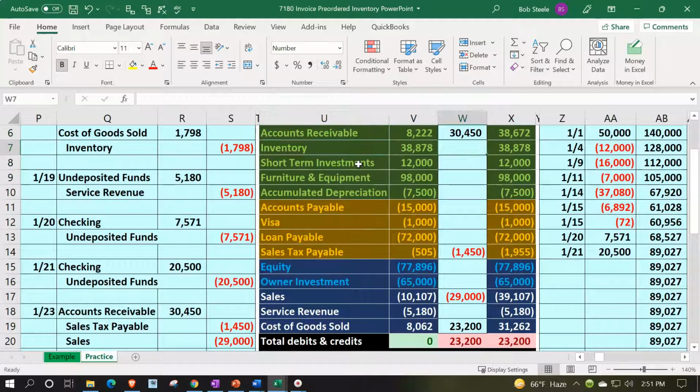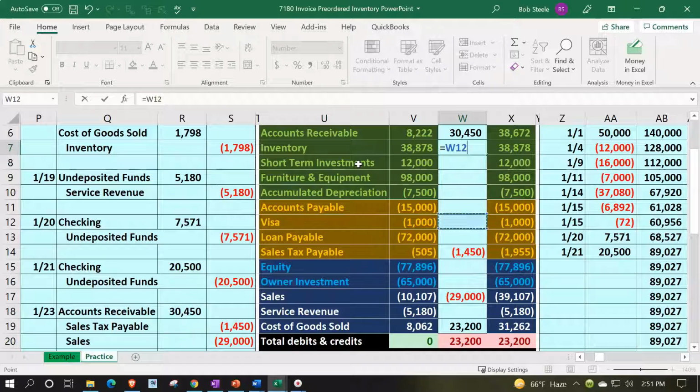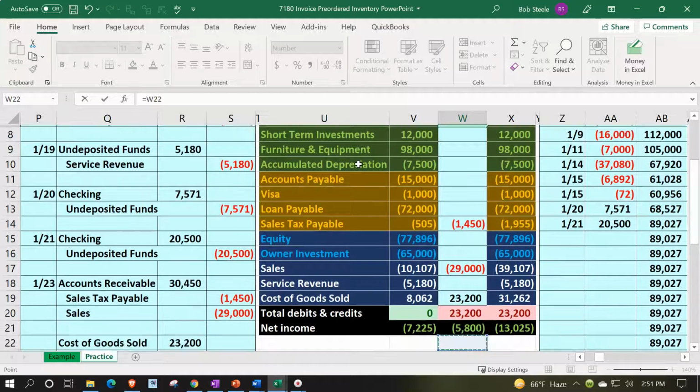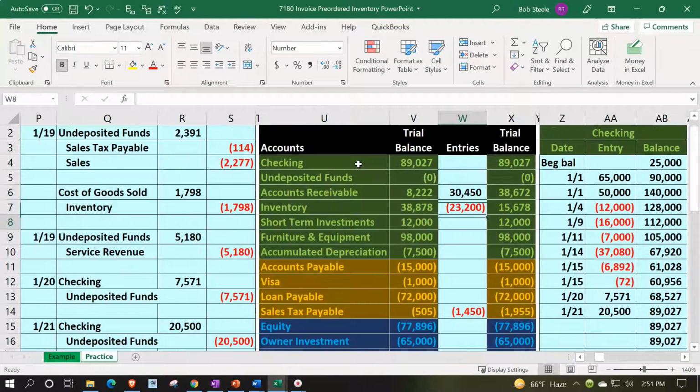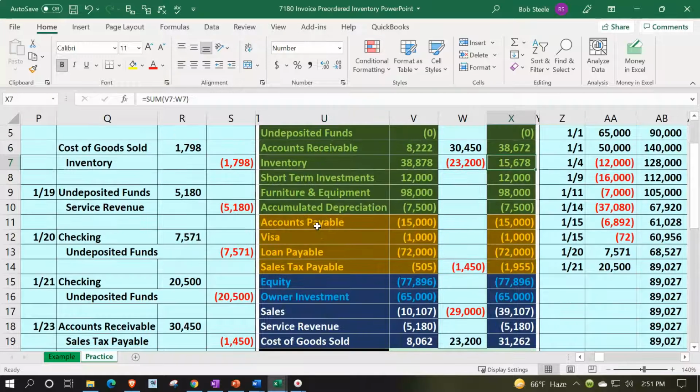up top in W7 equaling the 23,200. So now we've got the 38,878 minus the 23,200 to the 15,672. Okay, so then is that what it was? To the inventory is going to the 15,678.